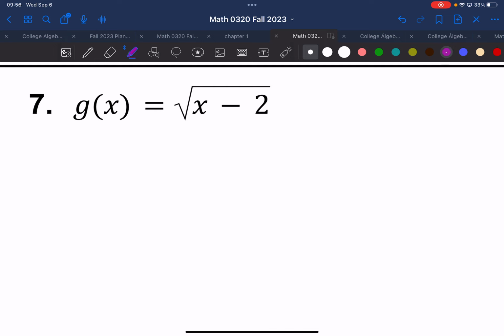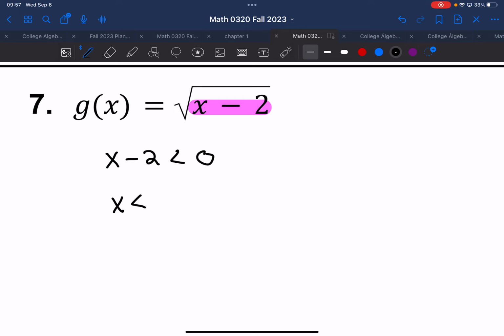Less than. Good. We're going to set this inside to be less than what? 0. And why are we setting that to less than 0? Because we can't take the square root of a negative. So that means we need to find where this x value will give us a negative number, and we're going to exclude that in our domain. So if I'm solving for x, what am I going to have? X is less than 2, moving that minus 2 over to the other side.